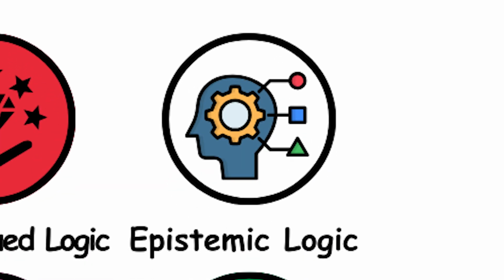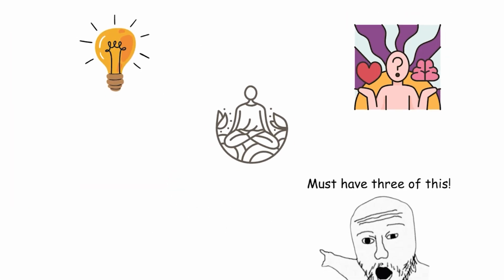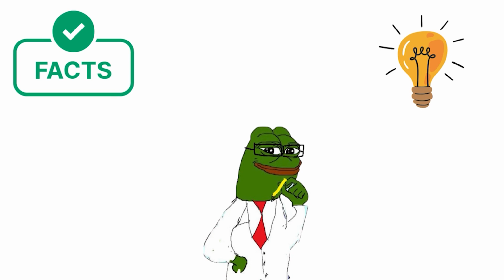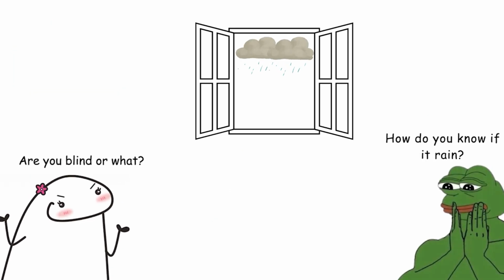Epistemic logic. This logic deals with knowledge, belief, and justification. It allows reasoning about what someone knows or believes to be true. Imagine a logic that considers not just objective truth, but also subjective knowledge. Example, she knows it is raining because she saw it out the window, justifies her belief based on evidence.